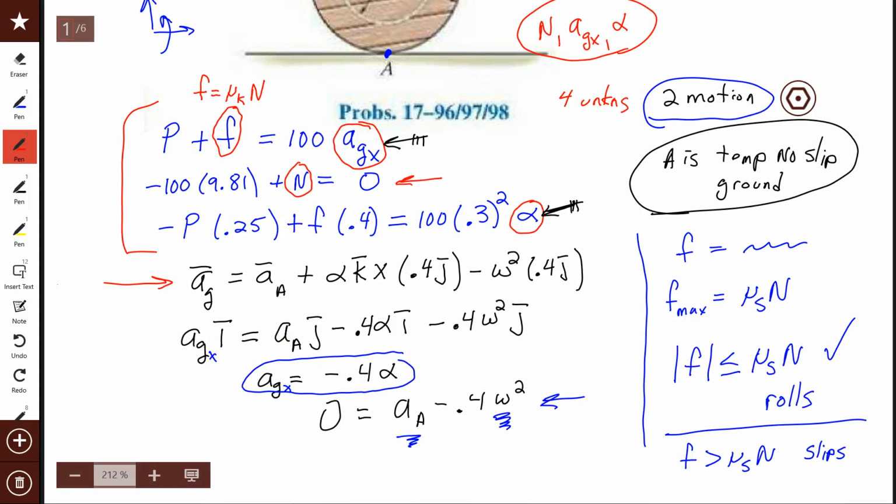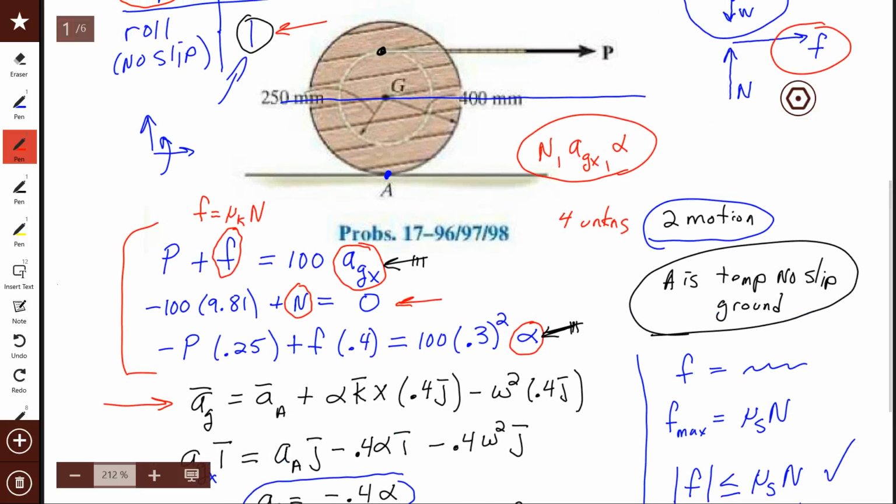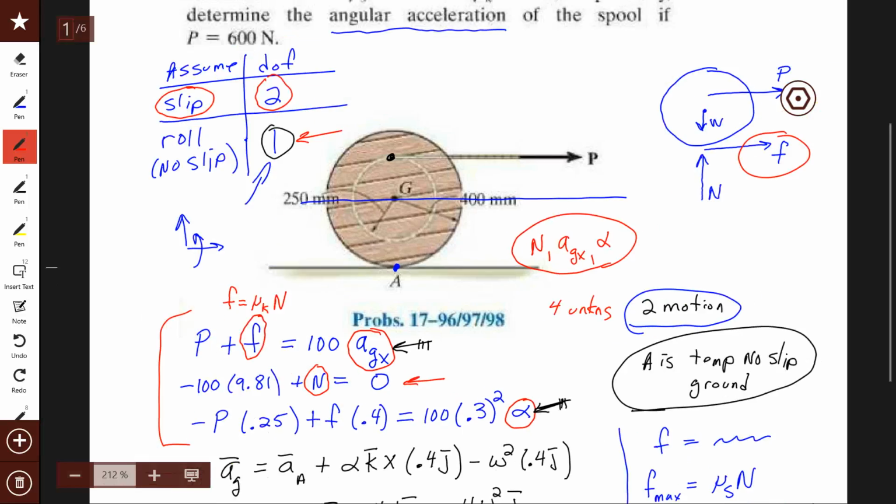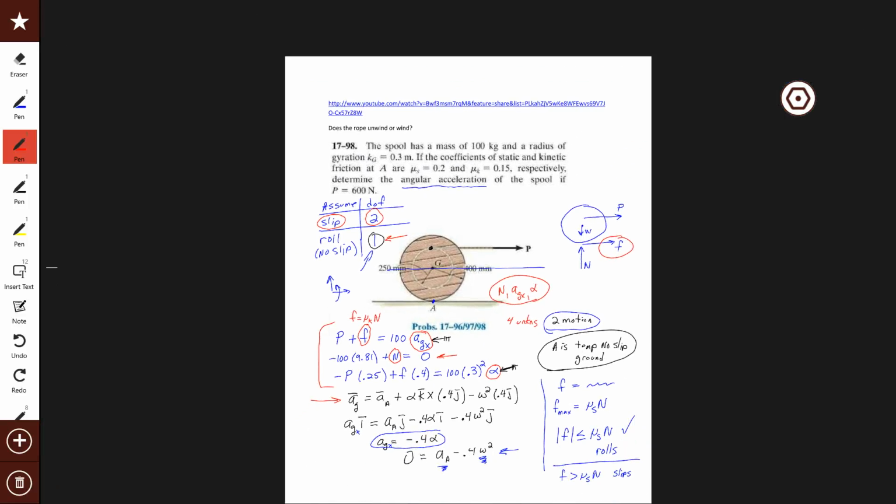I also show in Mathematica, which is posted, how to actually get numbers for this as well. Okay.